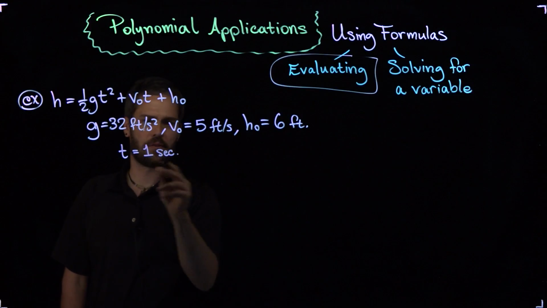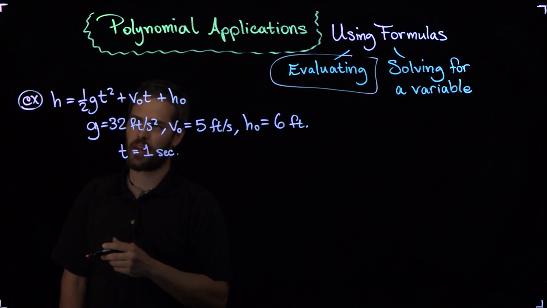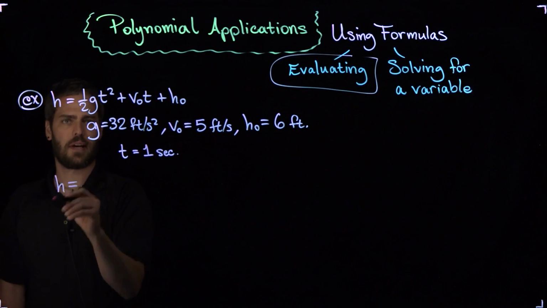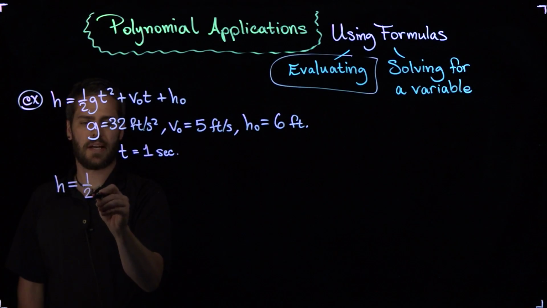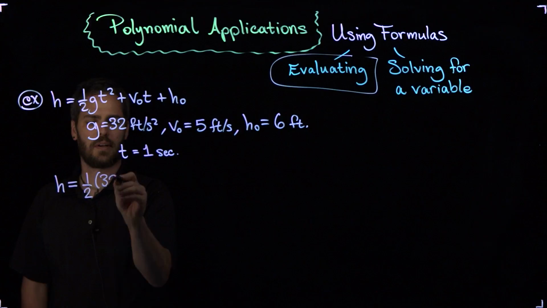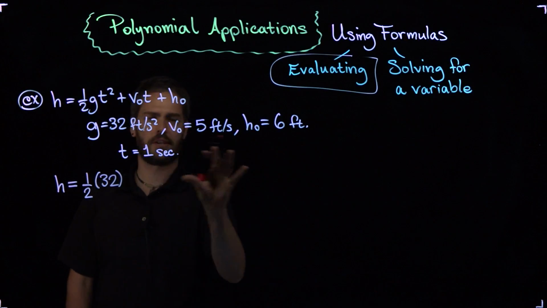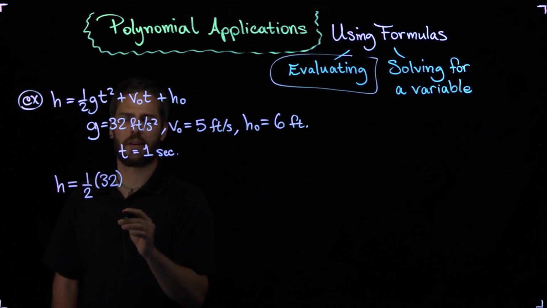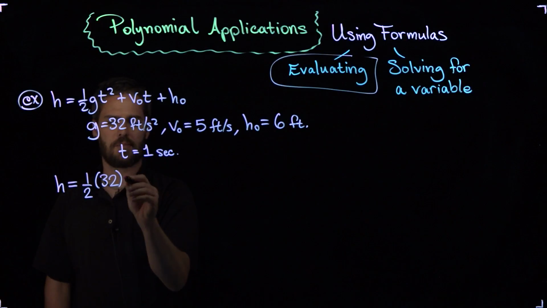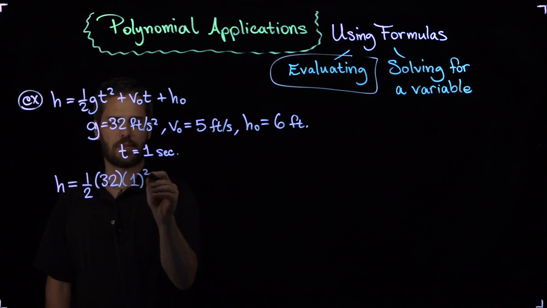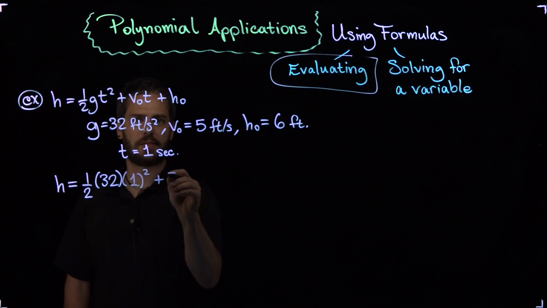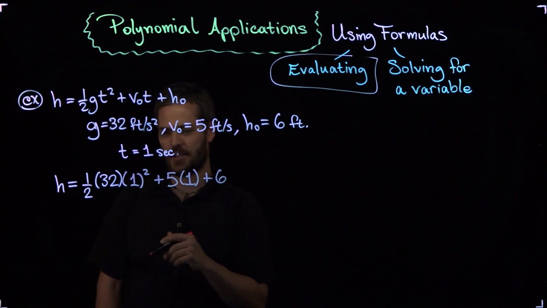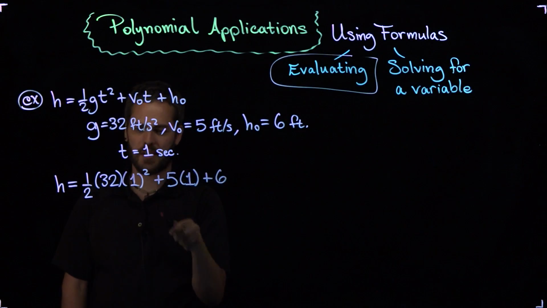So given all this information, how do I use this formula for the height of the object? Well, I just plug the numbers in, and be careful. Let me do that and see what happens. H equals 1/2 times the g, which is 32. You're going to have to trust me that all the units are correct: feet per second squared, feet per second, feet, seconds. They are consistent with the formula. Times t squared, so I'm going to put times 1 squared, plus 5 times 1 for the v naught t, plus 6 for the h naught.